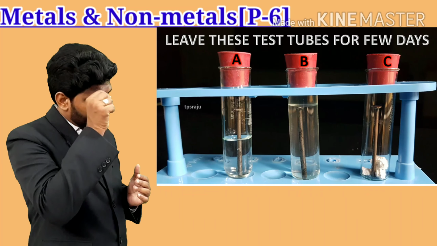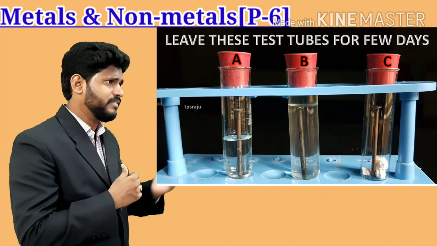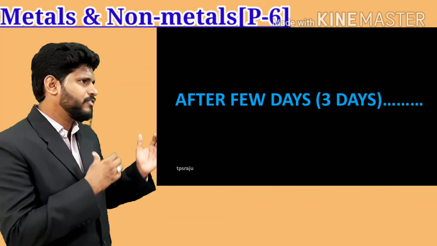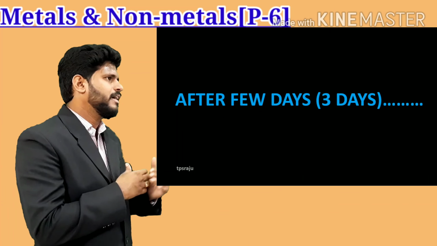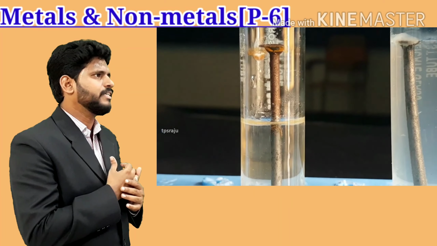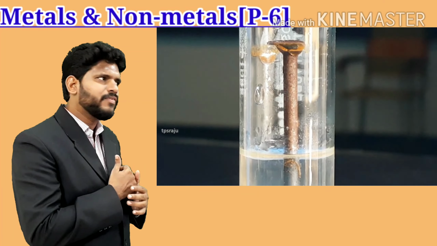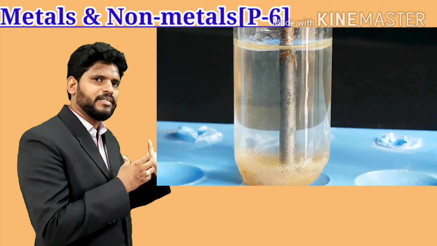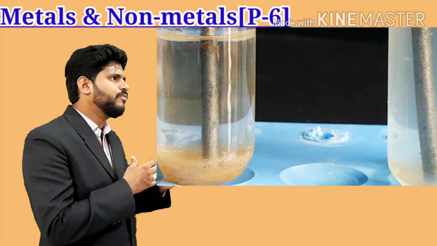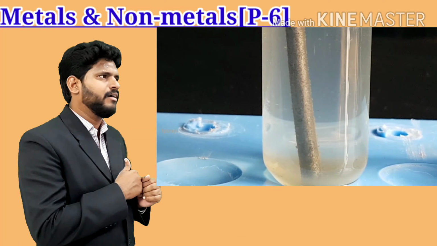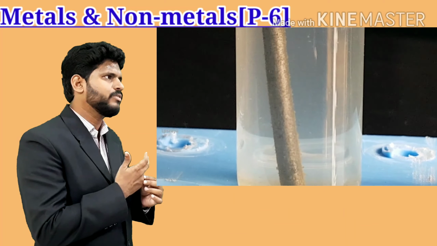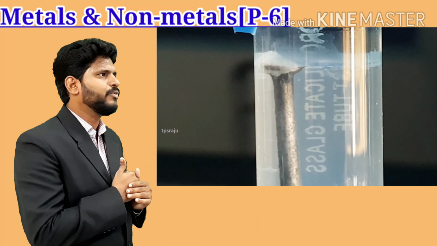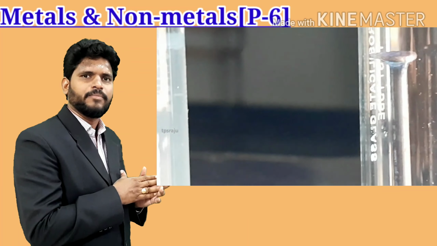After approximately 3 days, what can we observe in the test tubes? If you observe very closely, in test tube A there is a formation of rust. Coming to test tube B, there is no formation of rust, that means it does not undergo corrosion. Coming to test tube C, there is also no formation of corrosion.